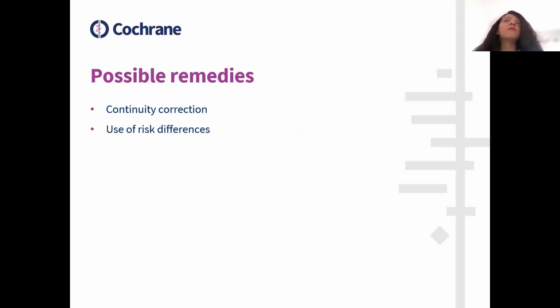So some possible remedies which have been proposed to improve the performance of these standard meta-analytical models are continuity corrections. That means that we can add a value to the zero event studies so we can incorporate them in the meta-analysis, or we can use risk differences instead of risk ratios or odds ratios.